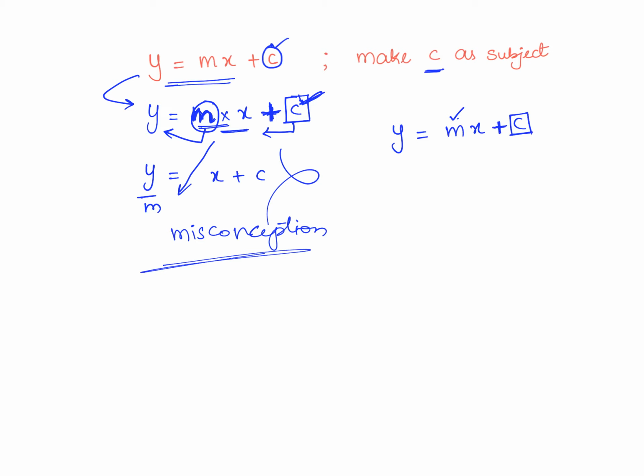It is in addition along with x, right? M and x together, they are adding up to my subject c, so they will get subtracted. This is plus, on the other end it will be minus. So y minus both, that is m as well as x, both they are getting added. This side they get both subtracted. Y minus mx equals to c. So therefore c is a subject, right? C equals to y minus mx is the answer.